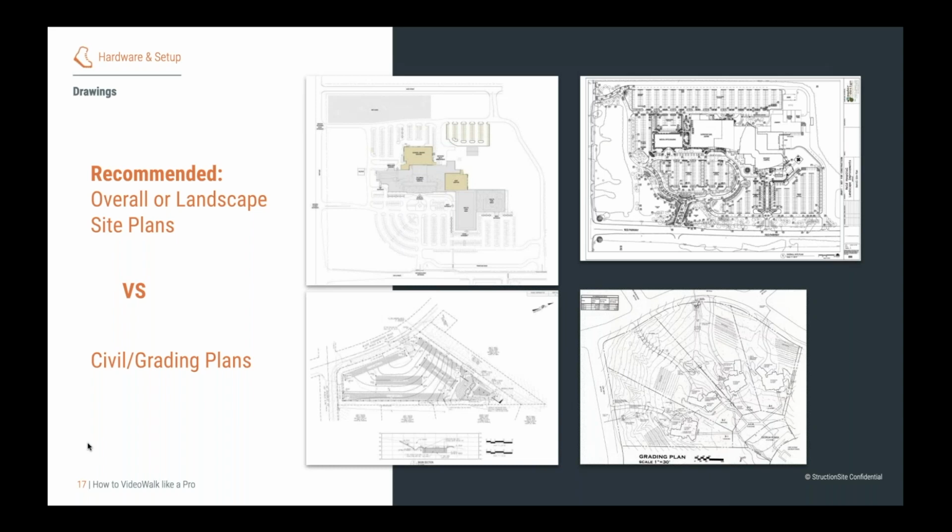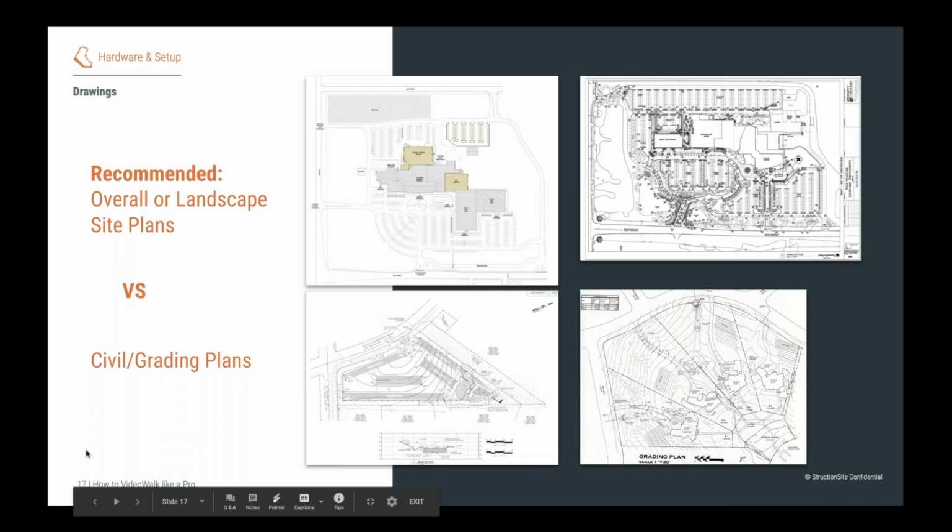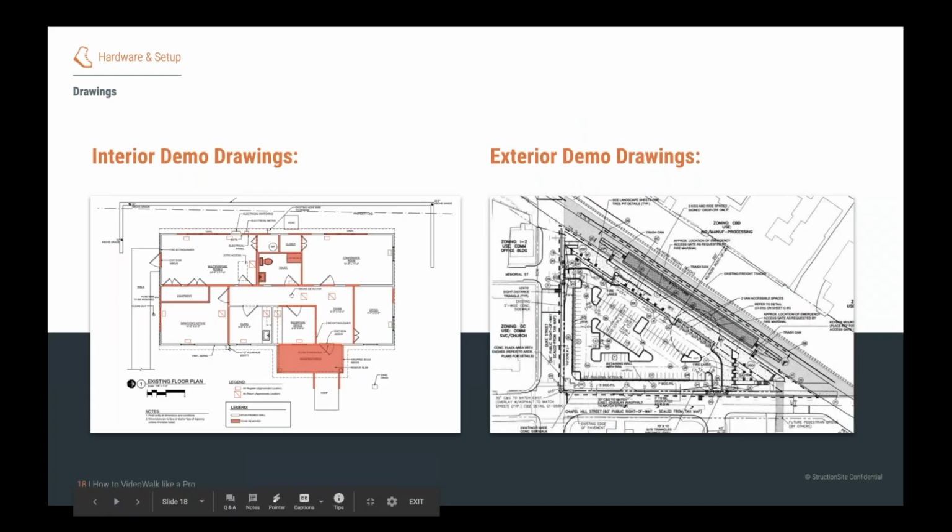Drawings to avoid are going to be your civil and grading plans that have lots of earth lines to them that don't have recognizable features to them. So again, overall plans are best. Make sure you're walking within what is shown in the drawing, and make sure you're using drawings that aren't too cluttered. If you are doing a video walk in a project that has maybe demolition going on or has existing conditions that are going to change over time, you want to make sure you start using your interior demo drawings, or if it's exterior, your exterior demo drawings.